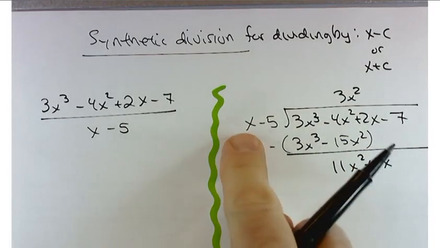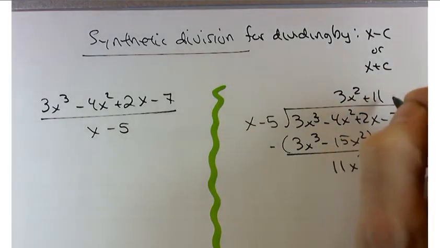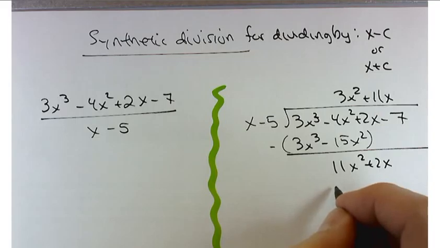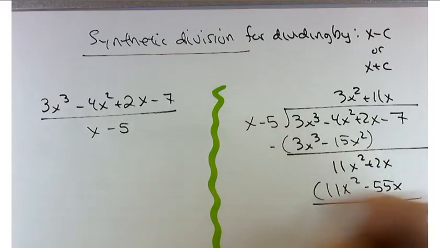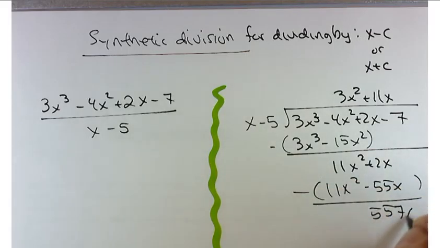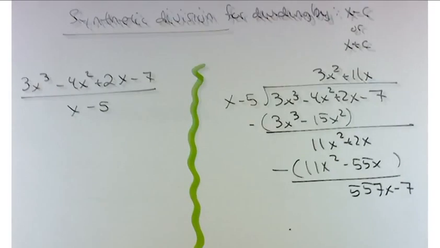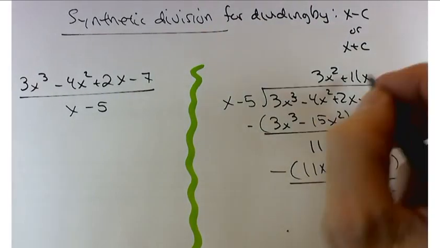Now what am I going to multiply by? Oh, well, plus 11x. So that's 11x squared minus 55x. Change the signs and add again, and I get 57x. And you can see that this is getting pretty nasty. Let me finish it up.